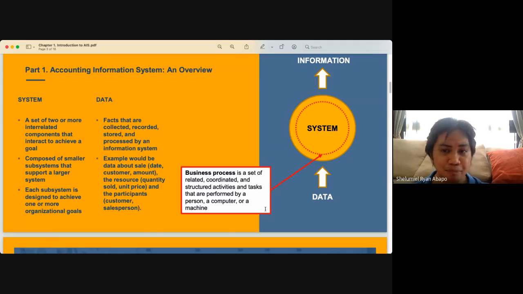So the system that processes this data is actually a set of two or more interrelated components that interact to achieve a goal. An accounting information system is comprised of different parts, and we call them subsystems, that support the much larger accounting information system. But note, class, that if you look into these different parts, they are actually systems by themselves. They only become subsystems because you look at the macro level, where they support a much larger system.